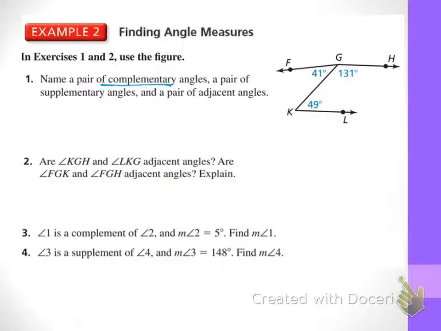So we're going to start with complementary angles. I'm just going to write comp so that I can list them. Which numbers are complementary? 49 and 41. So we're going to name these two angles. Let's name 41 degrees first.